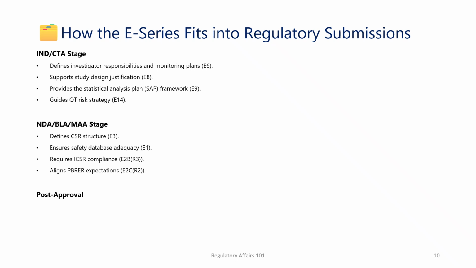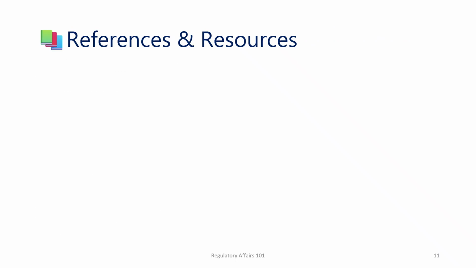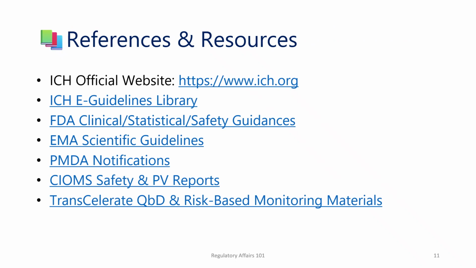Post-approval stage. E2D supports ongoing safety surveillance. E2C R2 defines periodic reporting. And E11 maintains pediatric commitments. Across early development, marketing applications, and post-approval, the ICH E series provides the backbone for clinical evidence generation, safety reporting, and regulatory consistency.